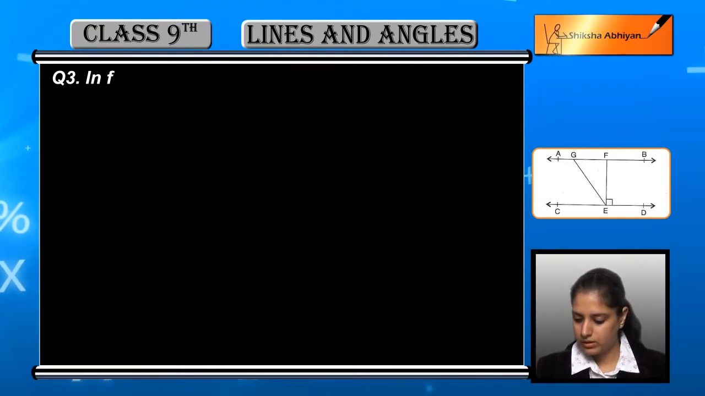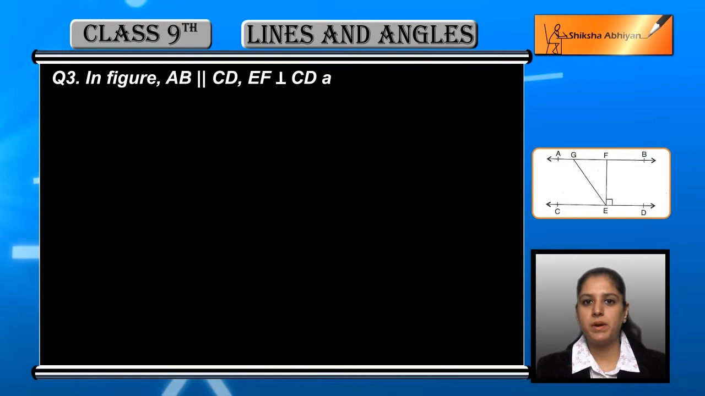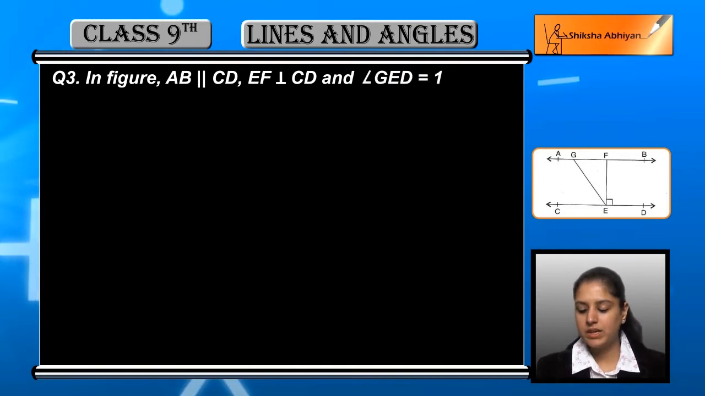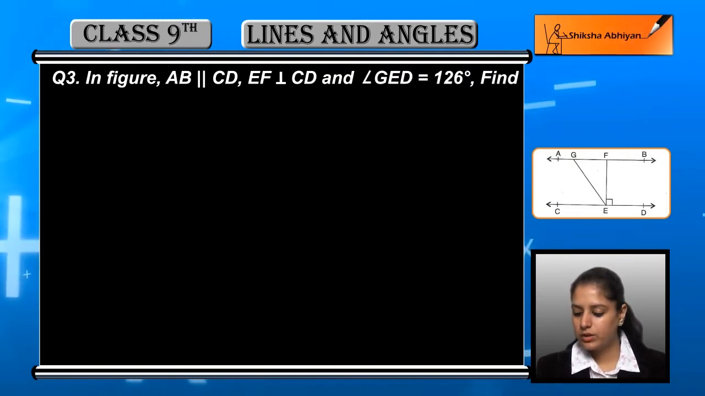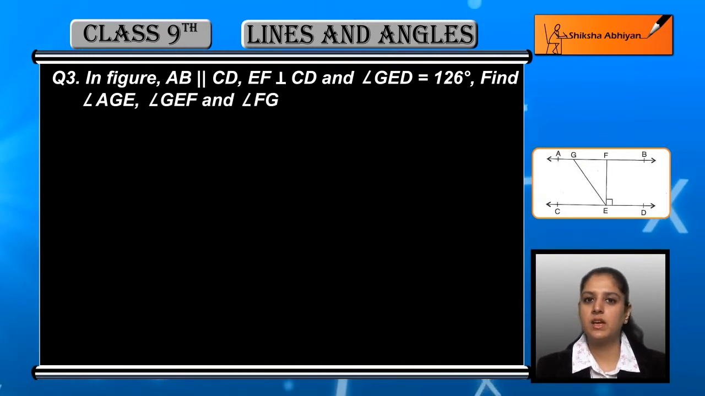Question number 3. In the figure, AB is parallel to CD and EF is perpendicular to CD. Angle GED is equal to 126 degrees. You have to find angles AGE, GEF and FGE. ये तीन angles हमें निकालने हैं.